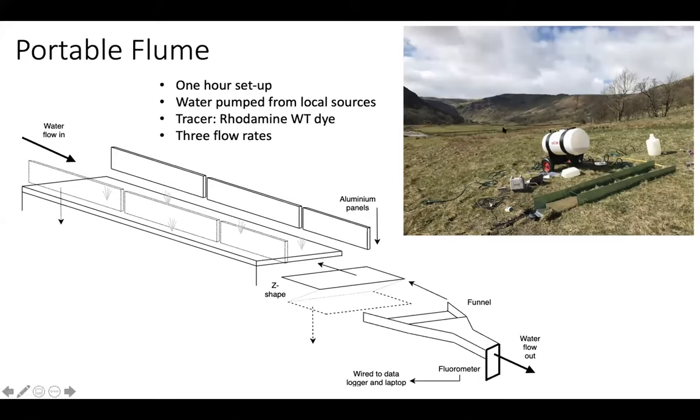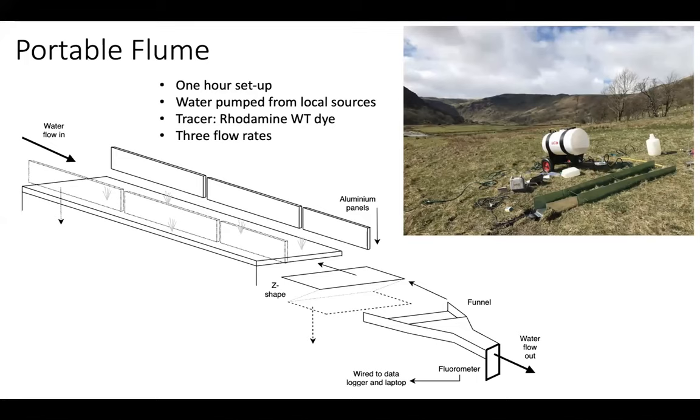So it uses this large water container, and we pumped water into that from the local beck or pond, whatever water we had access to. And then you can pump the water through the aluminium panels to create a steady state overland flow. And by that, you can measure the overland flow velocity using rhodamine water tracing dye.